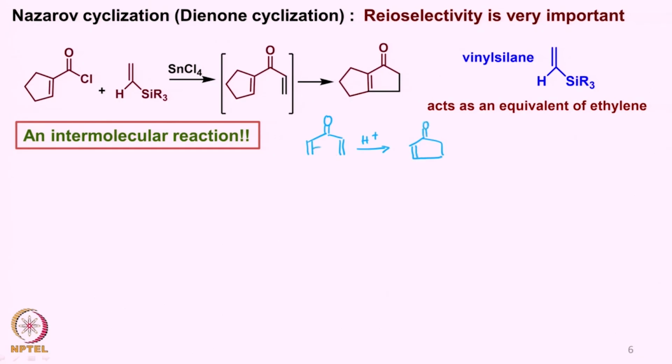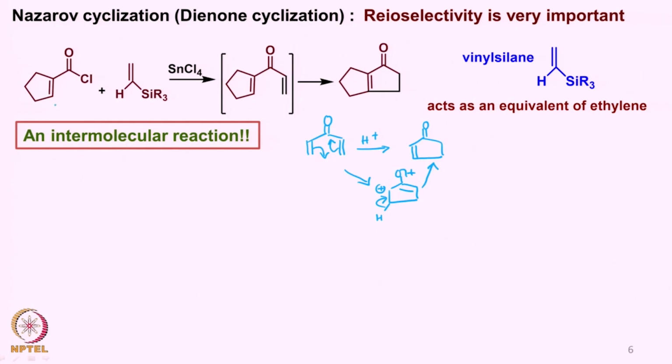So basically what is happening is something of this sort happens and then you get an intermediate of this kind here, and you get a positive charge here, and of course you then get the enone by the loss of this proton here. So this is what is called a Nazarov cyclization or dienone cyclization. So how do you make this dienone?